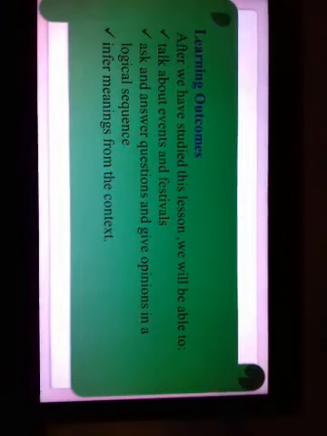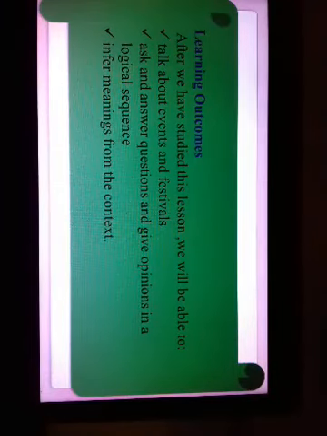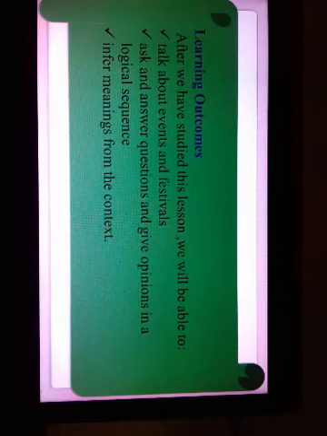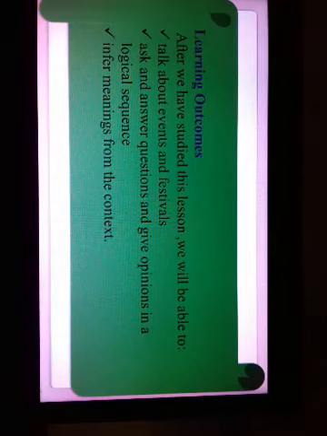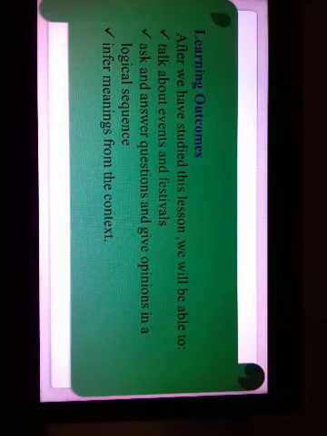Okay, dear students, why do we study this lesson? After we have studied this lesson, we'll be able to talk about events and festivals, ask and answer questions, and give opinions in a logical sequence. In 4, you can reach meanings from the context.